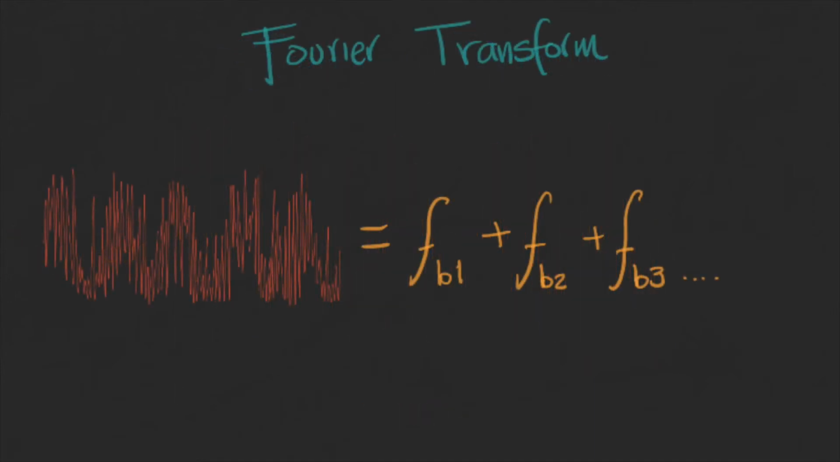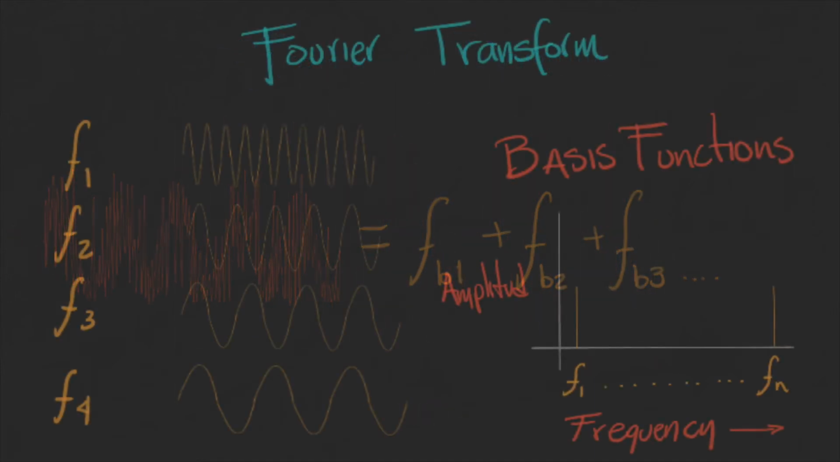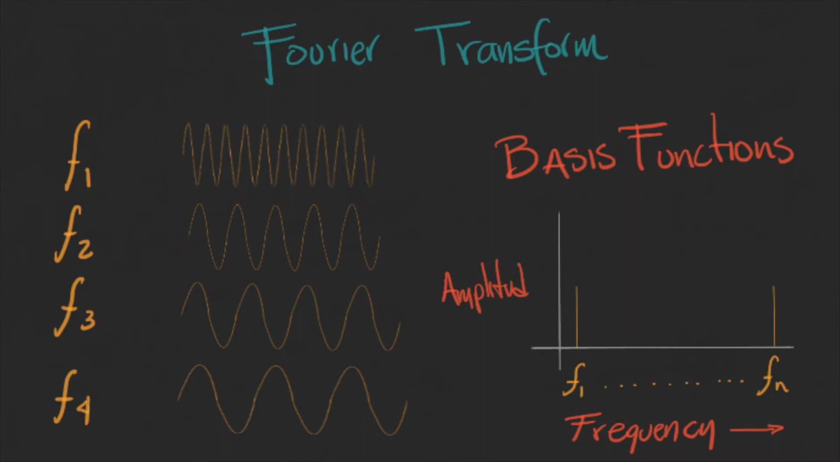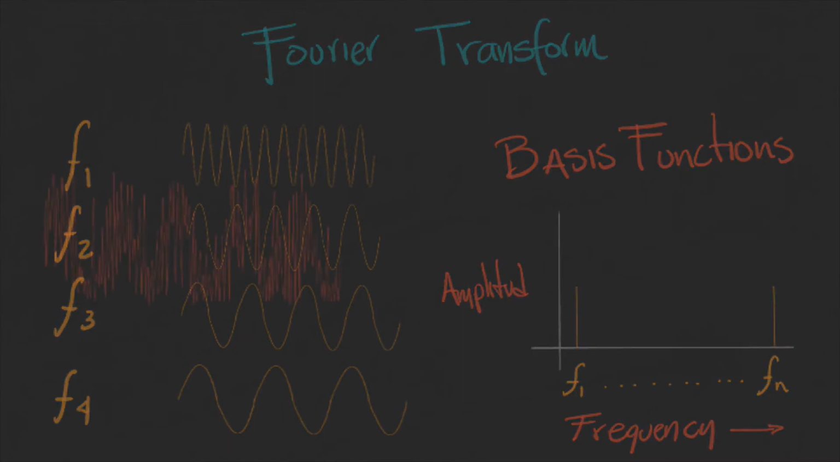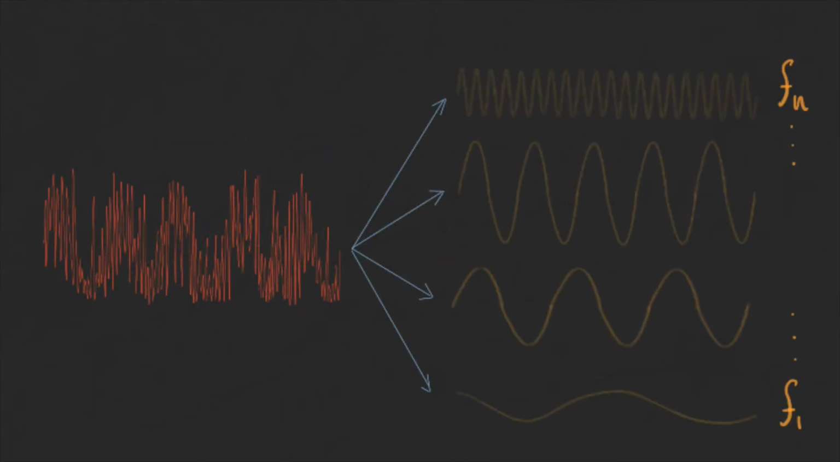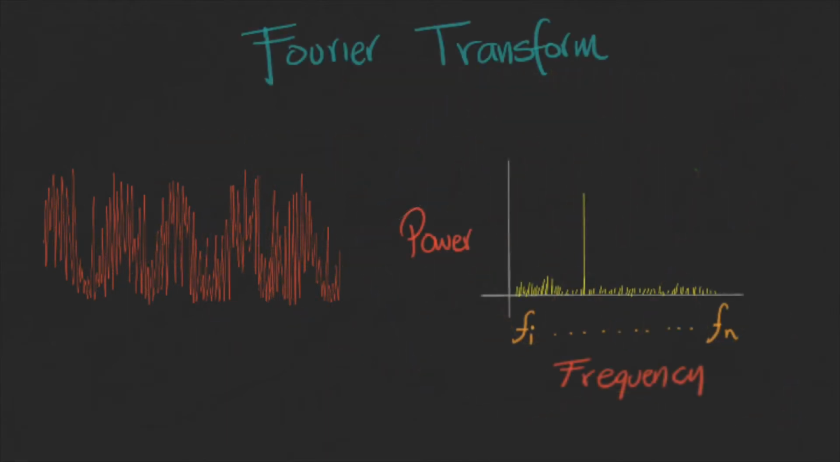He showed that any signal can be explained as a linear combination of basis functions. These bases are just sinusoidals of different frequencies. Then the Fourier transform can take this noisy signal and decompose it into many different frequencies. In our example, we will obtain something like this.